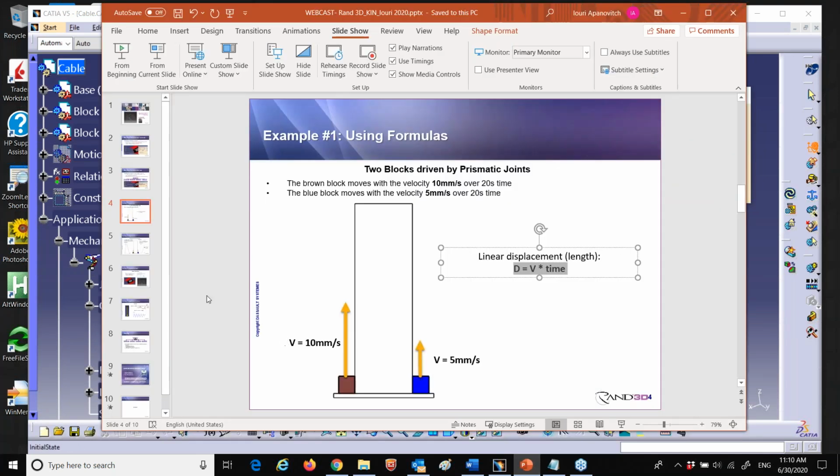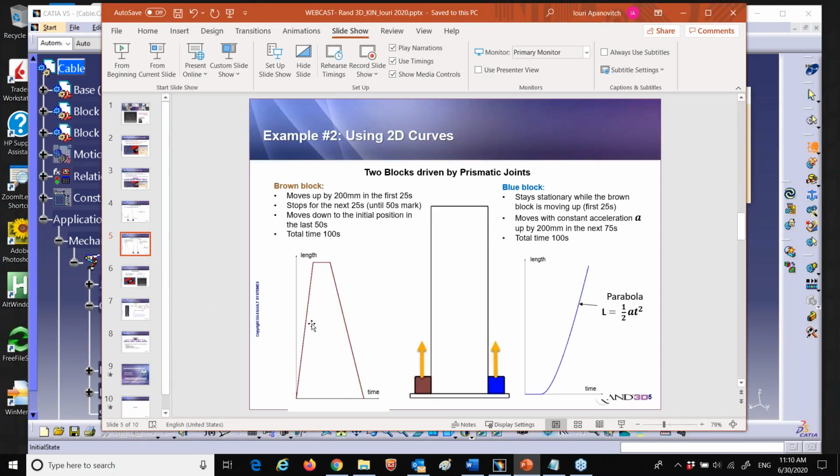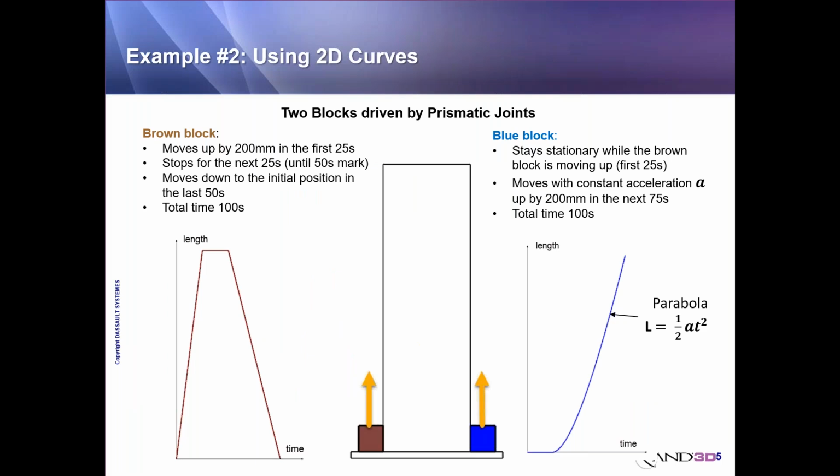It's the same 2 blocks, just like that, driven by prismatic joints. And the brown block, that's how it's going to move. So it's going to go up by 200 millimeters in the first 25 seconds. Then it's going to stop and stay put for the next 25 seconds until 50-second mark. And then it's going to move down to the initial positions in the last 50 seconds. And total time is 100 seconds.